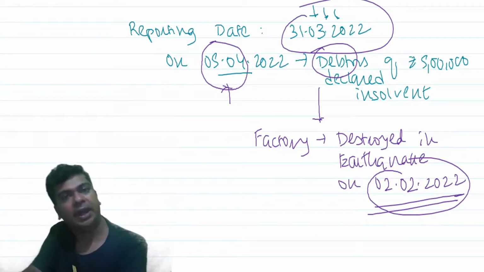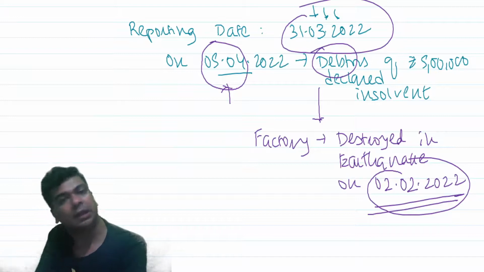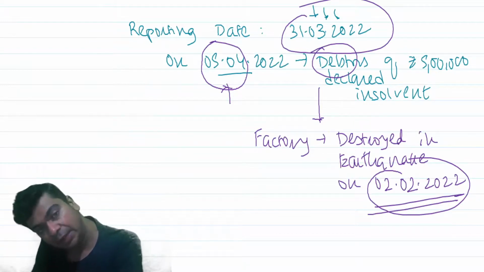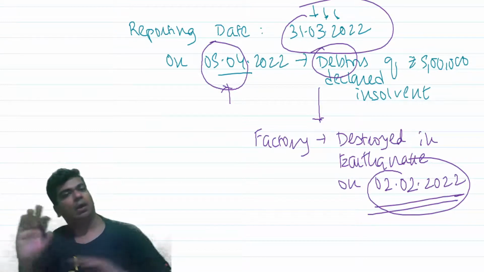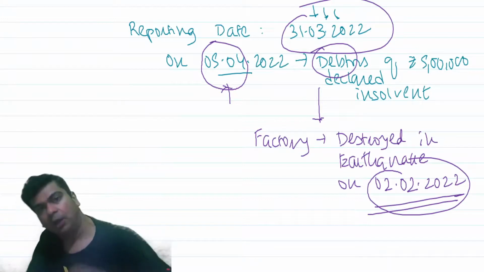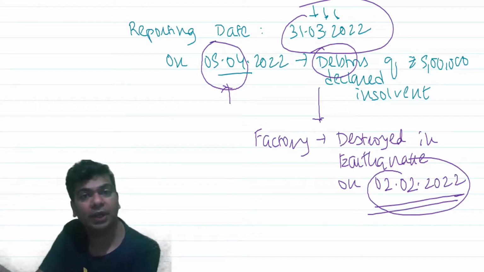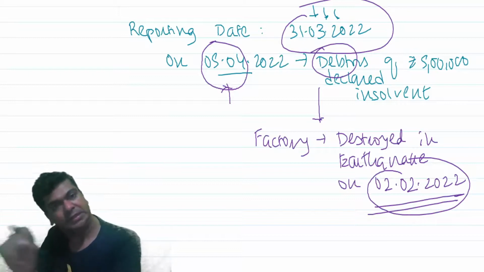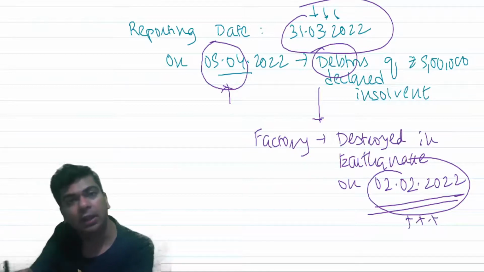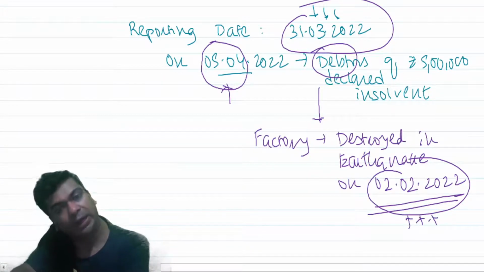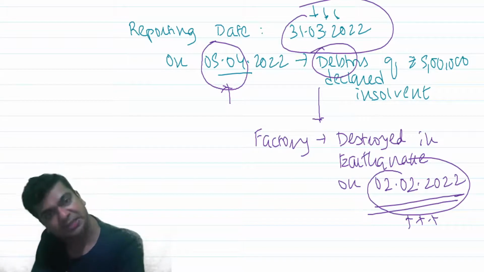You were not knowing, but the debtor was knowing. And the event on 5th April has provided information about facts and circumstances which were prevailing on the reporting date. Please consider this as an adjusting event. Again, ask yourself the same question: were the circumstances that led to the insolvency of the debtor prevailing on the reporting date? The answer is yes, because the circumstances were the earthquake on 2nd February 2022, which is before the reporting date. So I will treat this as an adjusting event.